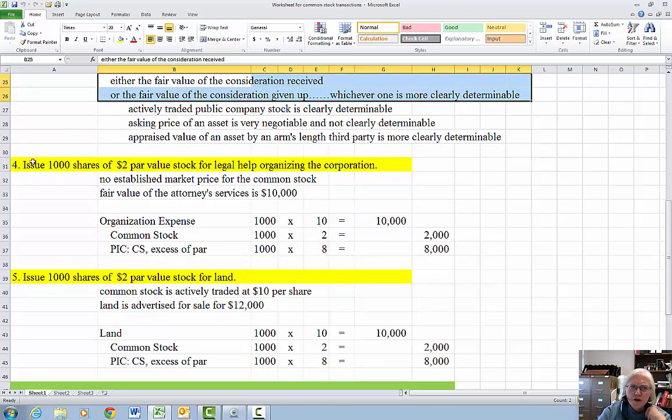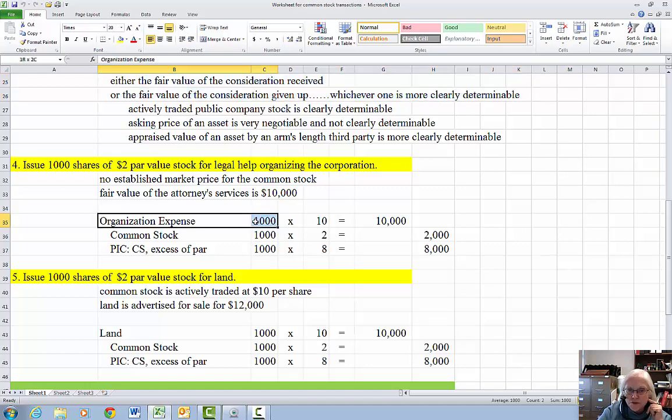Okay, so the fourth way, we're going to issue 1,000 shares of $2 par value stock for legal help organizing the corporation. There is no established market price for the stock, and we're going to use the fair value of the attorney's services at $10,000. So that means that their service for 1,000 shares of stock is valued at $10 per share, and it's $10,000. So what we're going to do is debit organization expense.